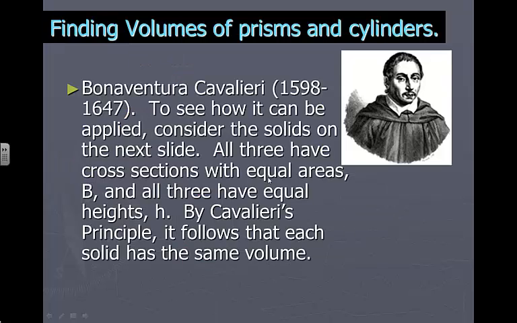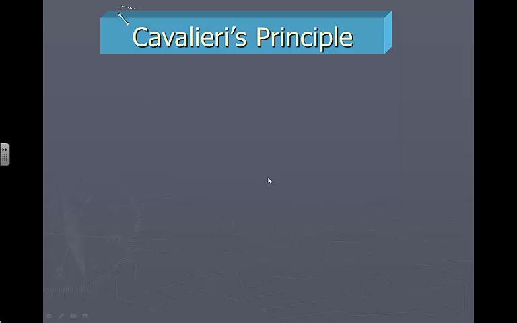Now, Bonaventura Cavalieri, who was born in 1598 and died in 1647, came up with basically what we know as volume. To see how it can be applied, consider the solids in the next slide. All three have cross sections with equal areas, and all three have equal heights. All right. So by Cavalieri's principle, it follows that each solid has the same volume.